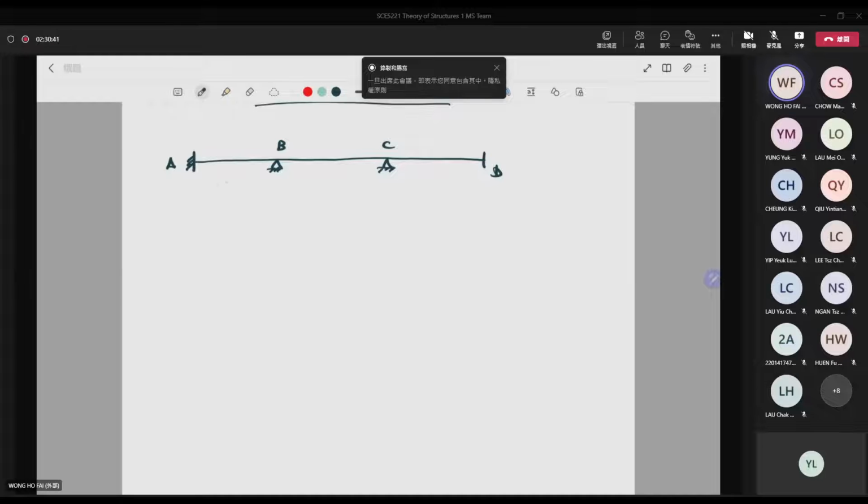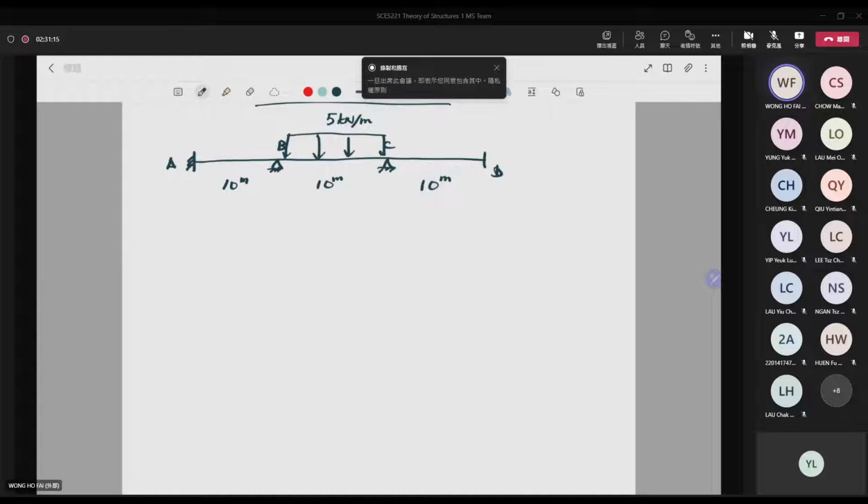In order to make it simple, I will just make it the same length here. Actually, they can be in different lengths, but in order to make it simple, I will just use one here, and then assume that I have a distributed load here, and then I have a point load here, or maybe just a distributed load here. Okay, and then I have 5 kN/m. Then I want to find the member end moment.